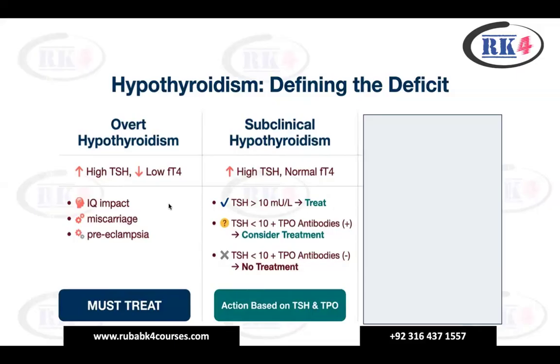And there are some categories and recommendations based on the levels of TSH. So if the level of TSH is more than 10 milliunits per liter, we have to treat it. And if TSH level is less than 10, but the patient has thyroid peroxidase antibodies, you have to consider the treatment. And if TSH is less than 10 and thyroid peroxidase antibodies are not present, no treatment needed.